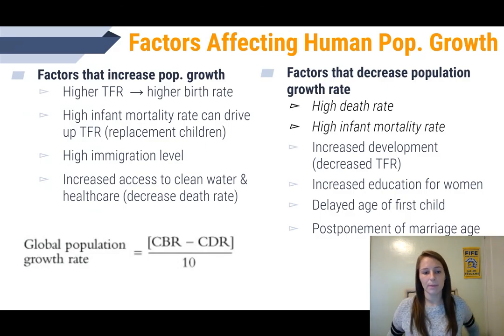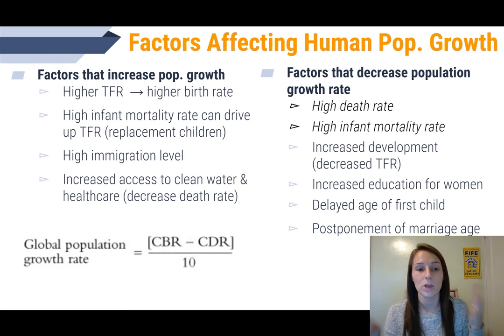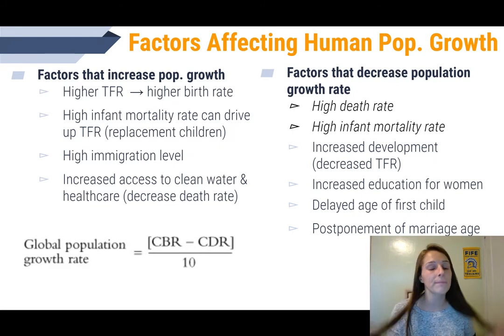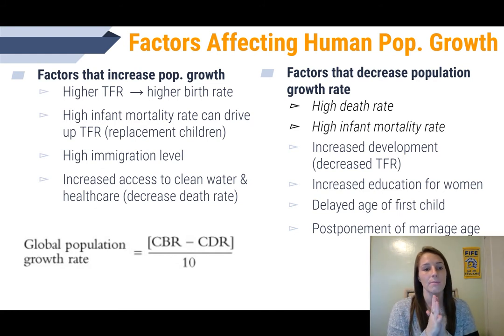Now, this slide is going to be a bit of a recap of what we covered in 3.7. So I'm going to go through it kind of quickly, but I want you to keep in mind the different factors that can affect human population growth, either globally or in a country. And so we're going to look at what can impact that growth and what can decrease that growth.